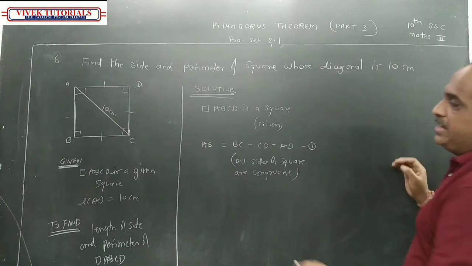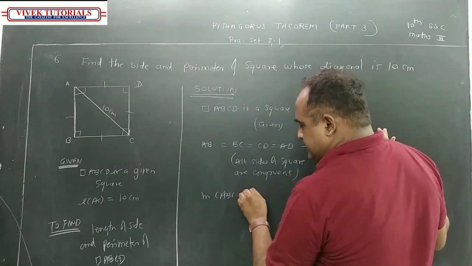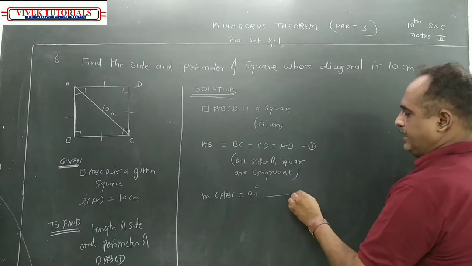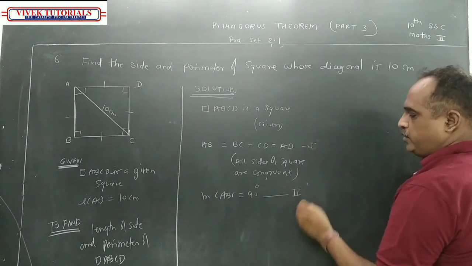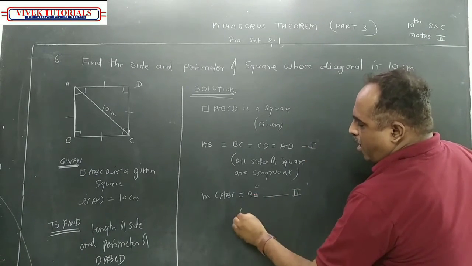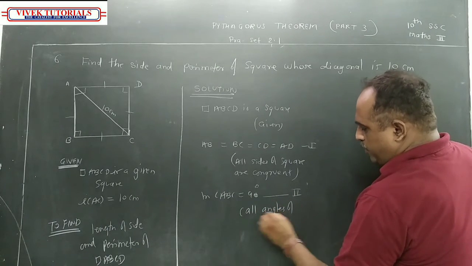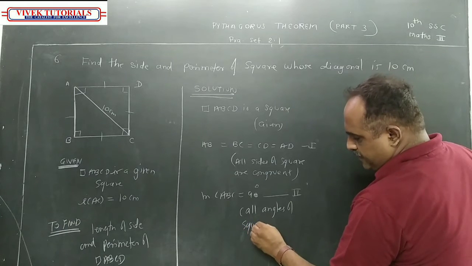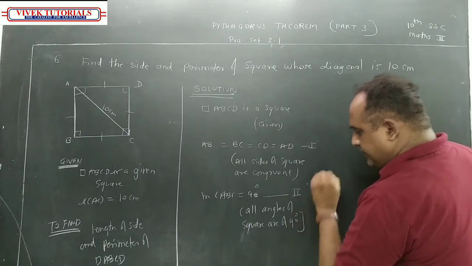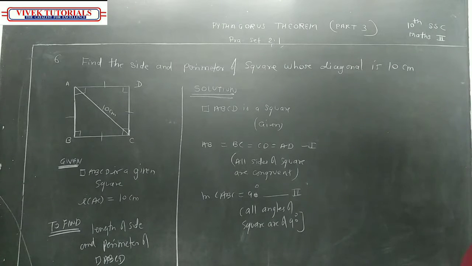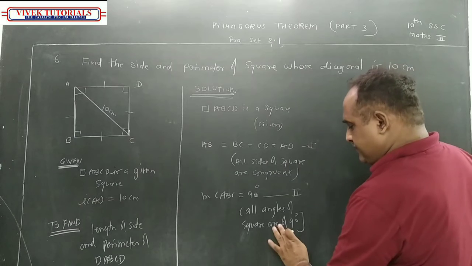Then measure of angle ABC is equal to 90 degrees, equation 2, or you can write 1 and 2. All angles of a square are of 90 degree. All angles of a square are of measure 90 degree.